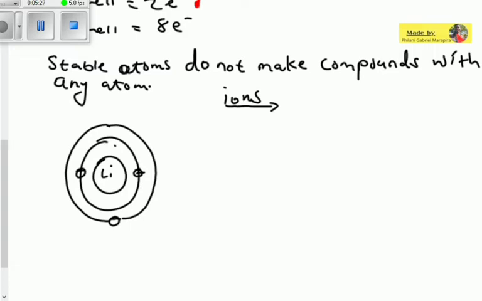So you can see that lithium has got 1 electron in the valence shell, of which the valence shell for lithium is the second shell. This can hold up to 8 electrons, but it has got only 1. Therefore, it means lithium needs 7 electrons to fill its outermost shell.